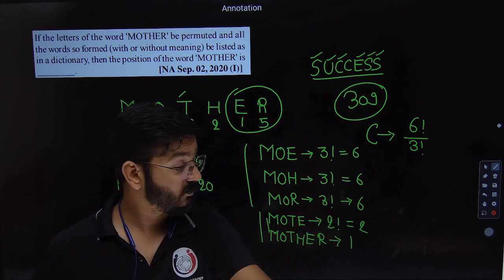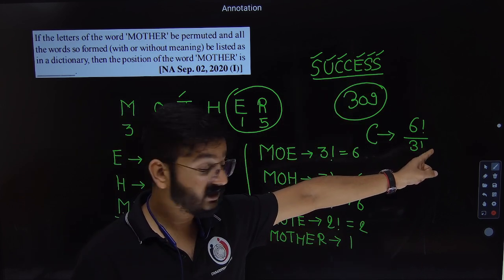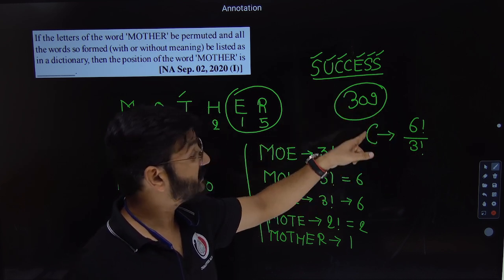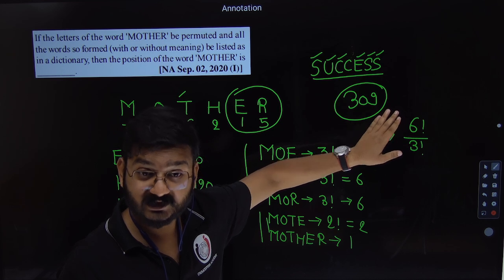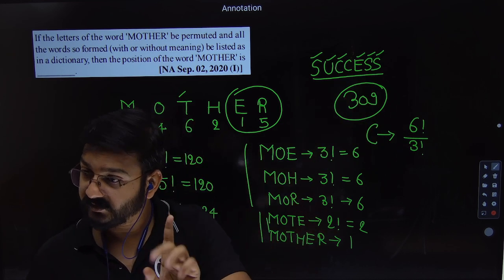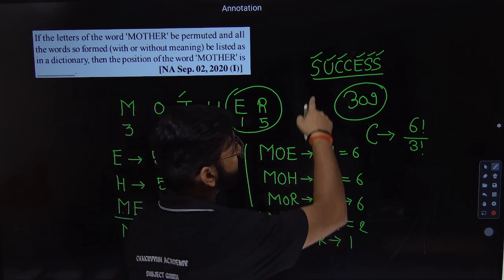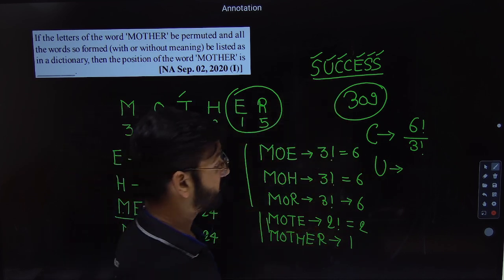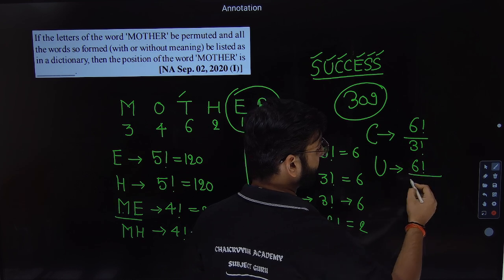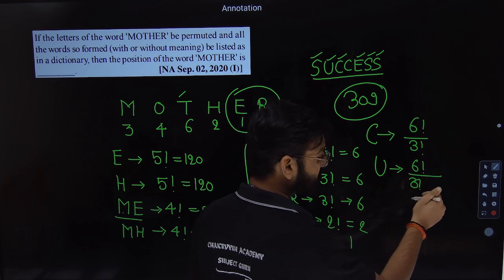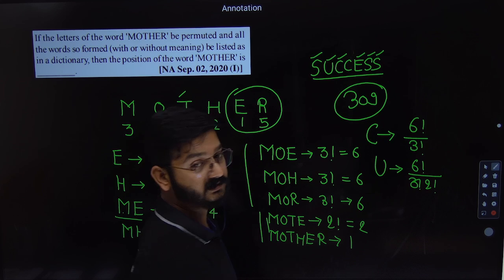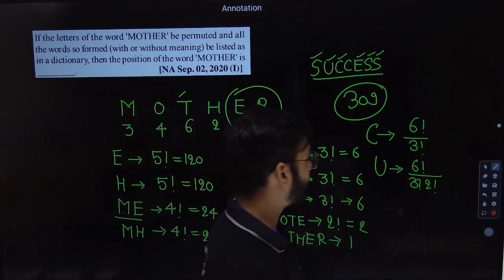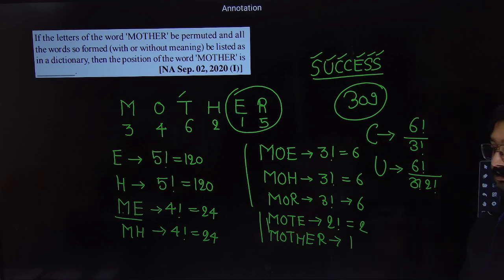The mistake what students do, they divide by 2 factorial also, thinking that C is repeating. C is repeating, but in this case, one C is fixed. So C is going to repeat only one time. But instead of this, if I say find the words starting with U, then it will be 6 factorial by 3 factorial for S and 2 factorial for C. Is the funda clear? Anyone having doubt? Make a note of this. Okay?